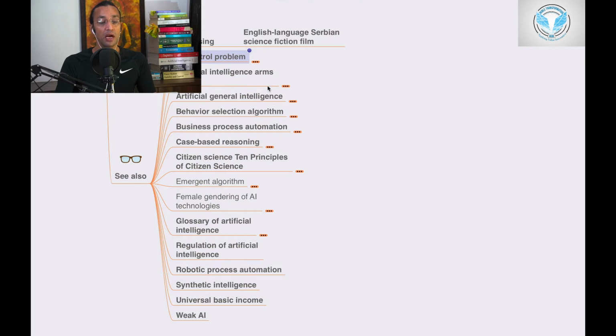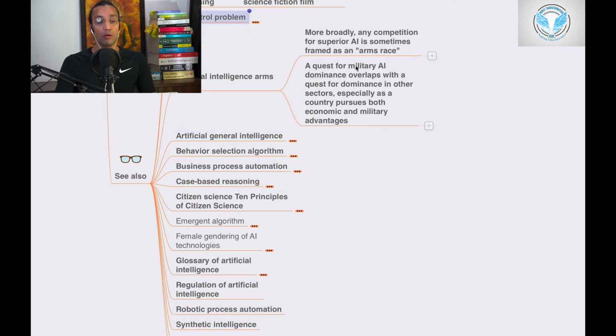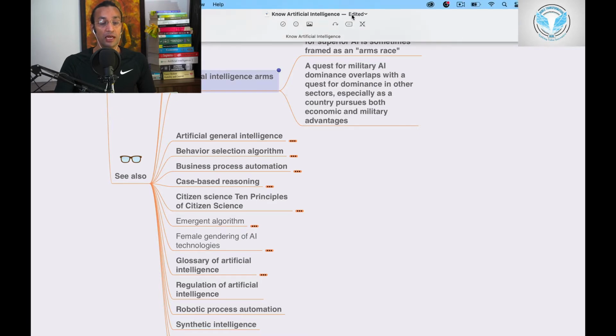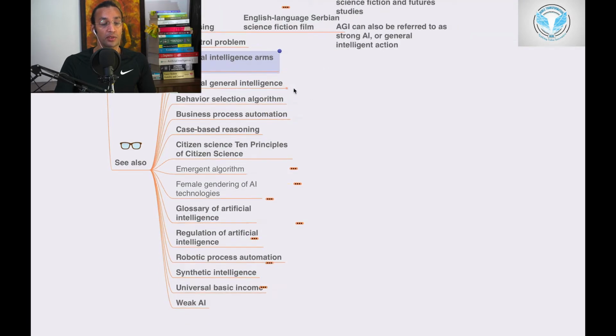Artificial intelligence arms race. More broadly, any competition for superior AI is sometimes framed as an arms race. Okay, so that's where you can go and explore it.